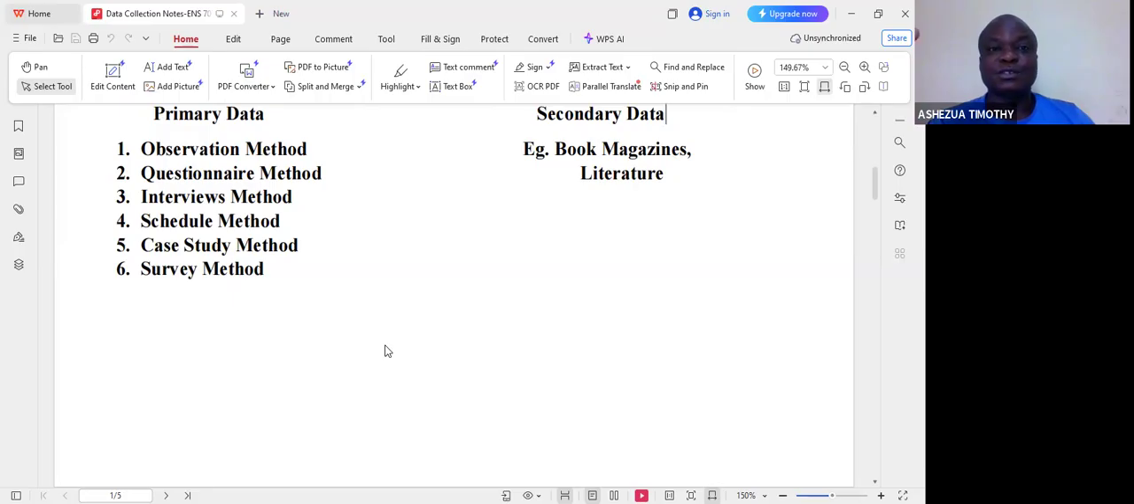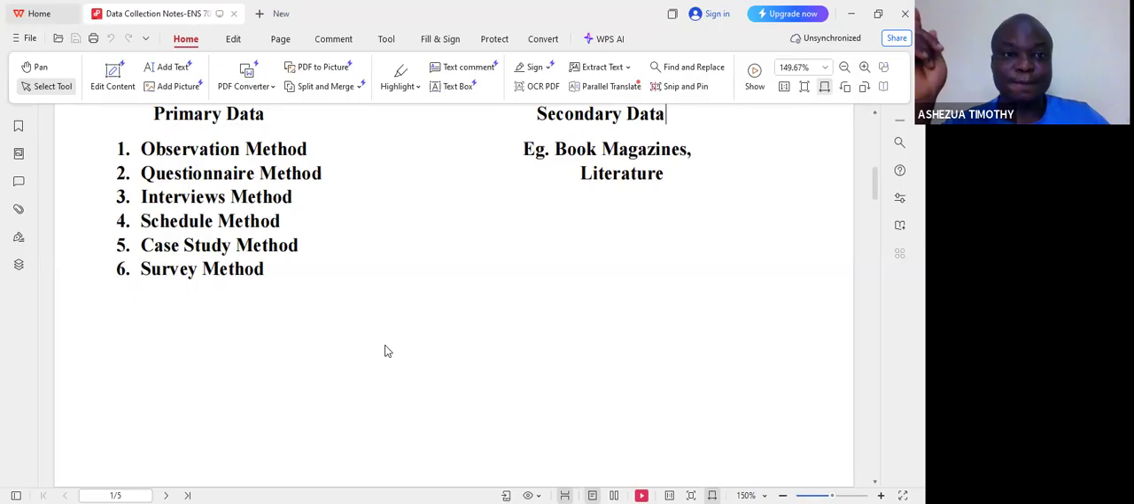Schedule method. You schedule with the establishment or the organization concerned. In this case, since you've scheduled, you go there, you interact with them and get whatever you want to get. Then you come back.